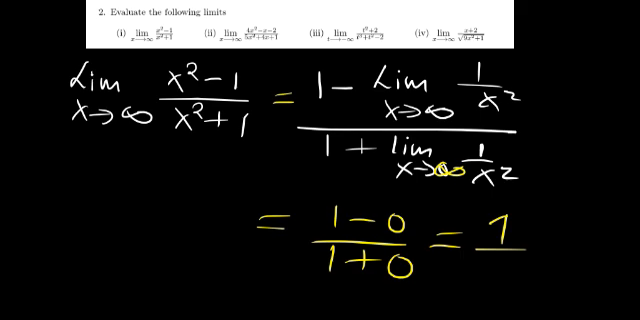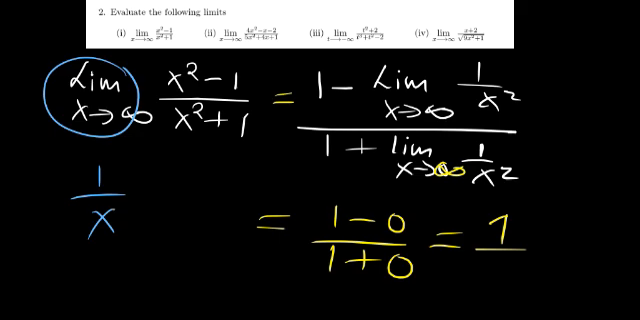So the basic idea is that the limit as x approaches infinity or negative infinity of 1 over x, or x to any power, the answer is 0. Okay, so that concept is very important and it will help you in simplifying.